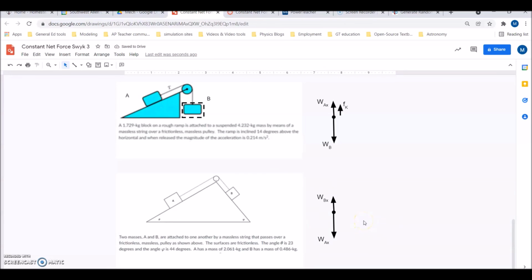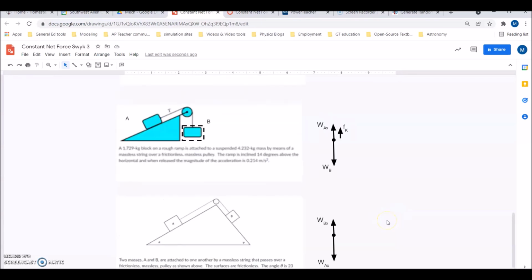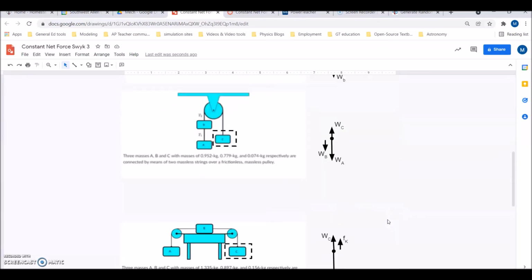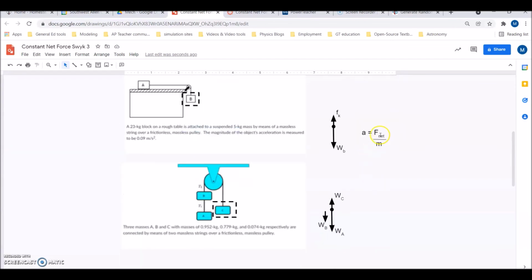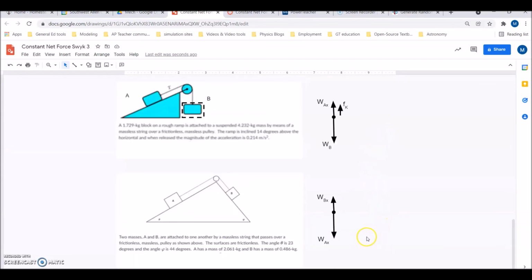Again, it's only the X component, sorry. The X component of A is opposing the X component of B. And so I could write my net force equation and plug in. That would be WAX minus WPX. That would be my net force divided by the entire system's mass, and I could find the acceleration.